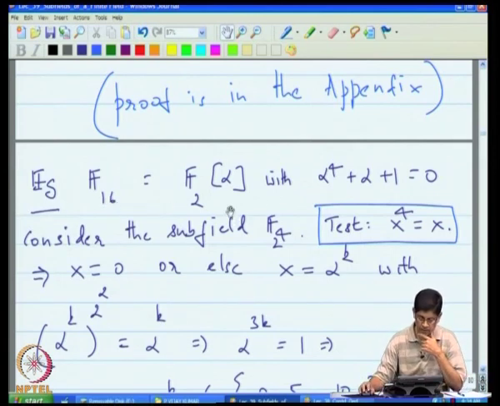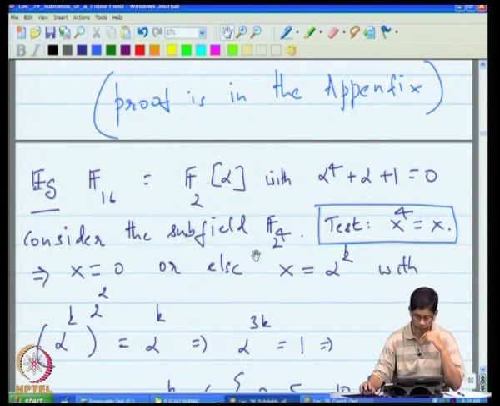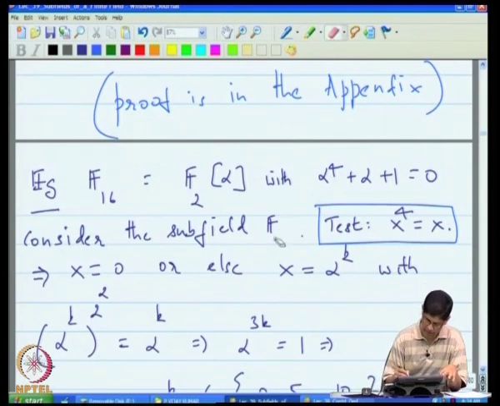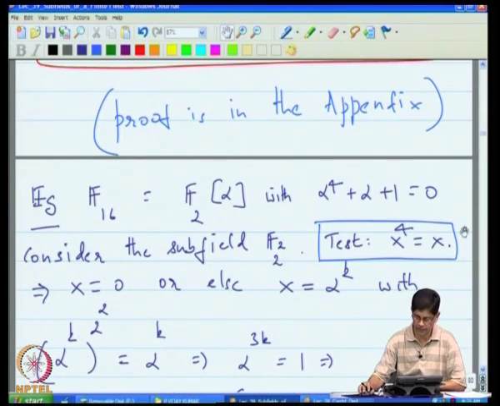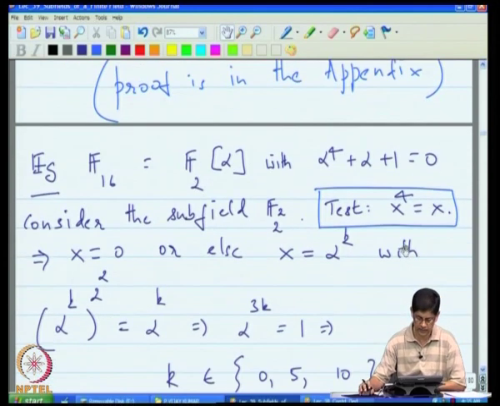So, let us say that F16 is F2 of alpha. This notation means the set of all polynomials in alpha whose coefficients lie in F2, where alpha satisfies the relationship alpha to the 4 plus alpha plus 1 equal to 0. Then in this field we know that F2 to the 2 is a subfield of this. Consider the subfield F2 to the 2, and the test for this is to verify whether or not it is true that x to the 4 takes you back to x.